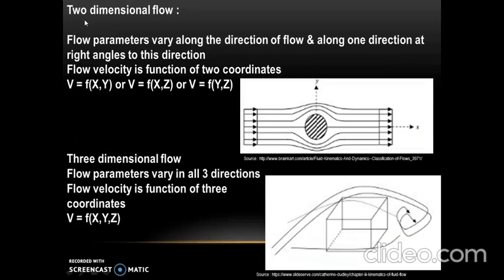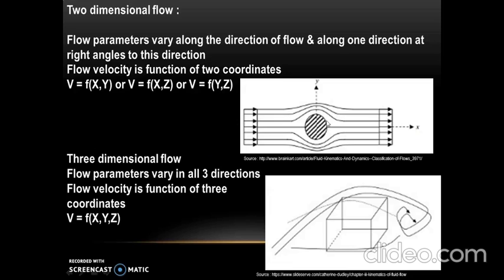Next is two-dimensional flow. If flow parameters vary along the direction of flow, that is along x direction, and along one more direction, that is along y direction, which is at right angles to this x direction, then it is referred to as two-dimensional flow. That means flow velocity is a function of two coordinates, that is x and y. So we can write the equation as v is equal to function of xy, or it can be a function of xz, and also it can be a function of y and z.